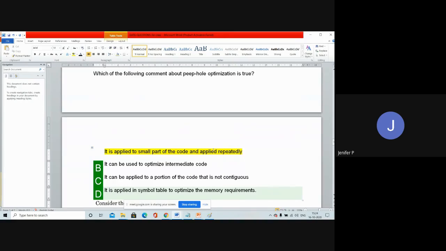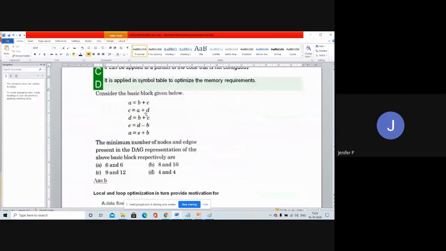Now the next one, consider the basic block. They are given is A equal to B plus C. Just wait for 1 minute. Okay, so consider this block. You're having a set of statements. Okay, so A equal to B plus C, then C equal to A plus D, then D equal to A plus C, E equal to D minus B, and A equal to E plus B.